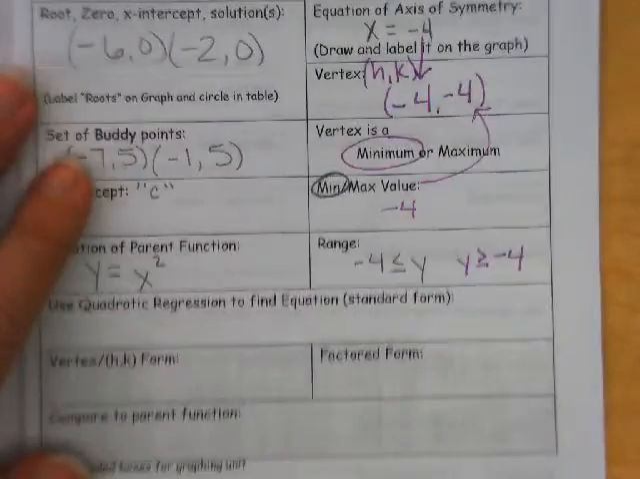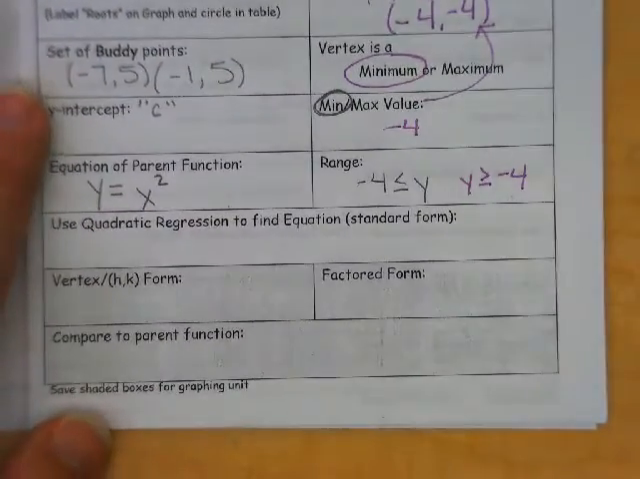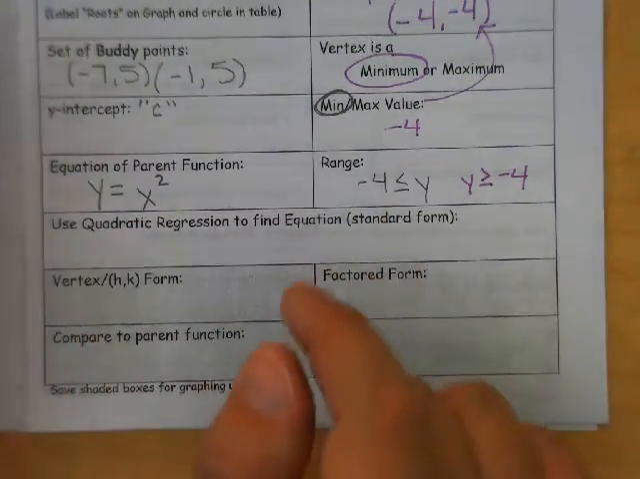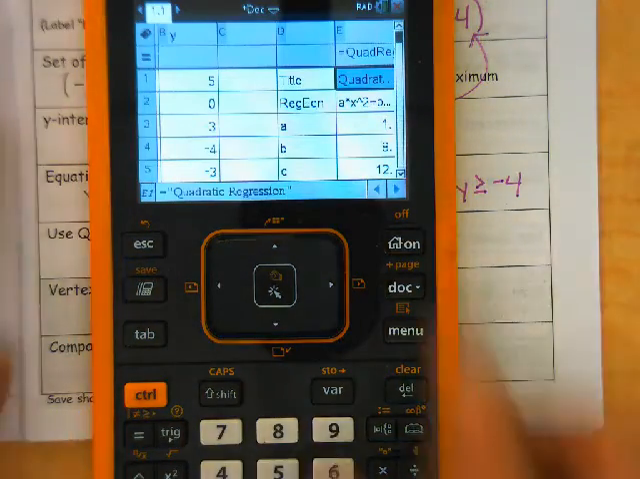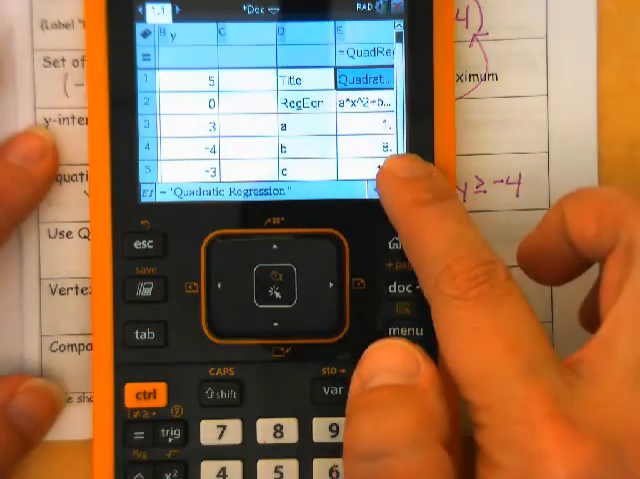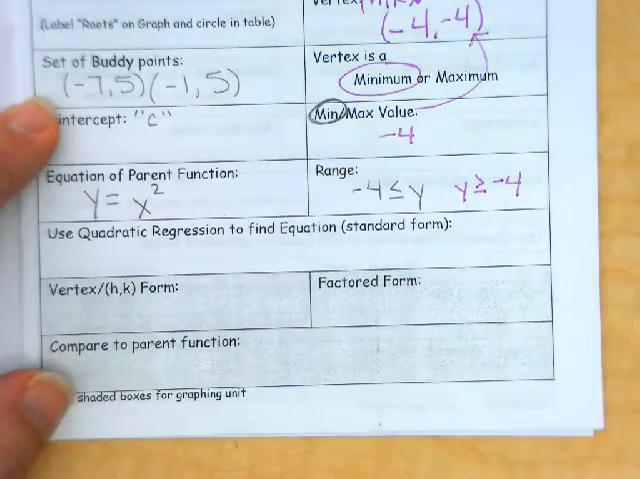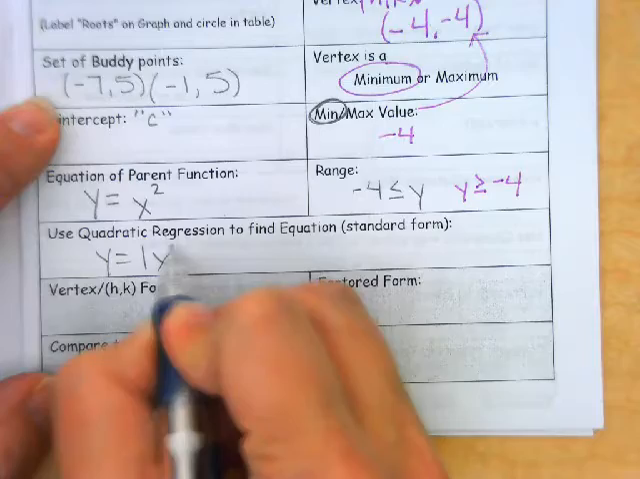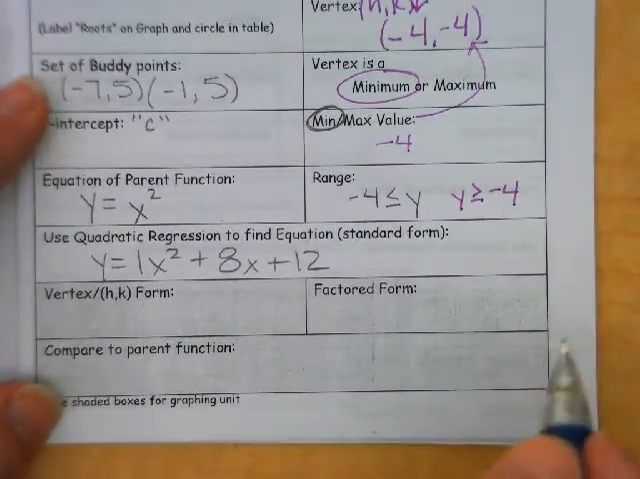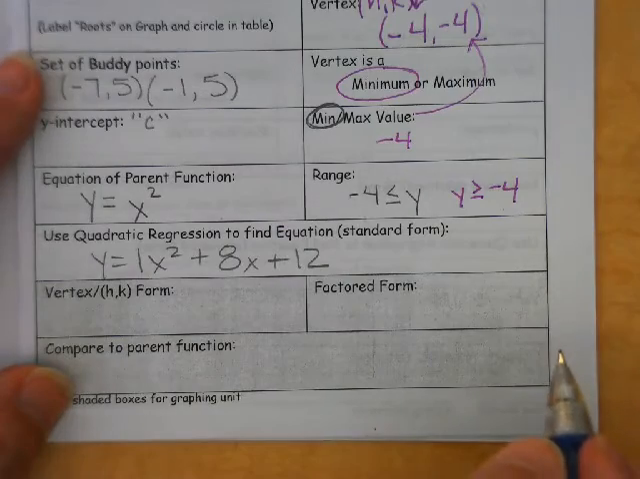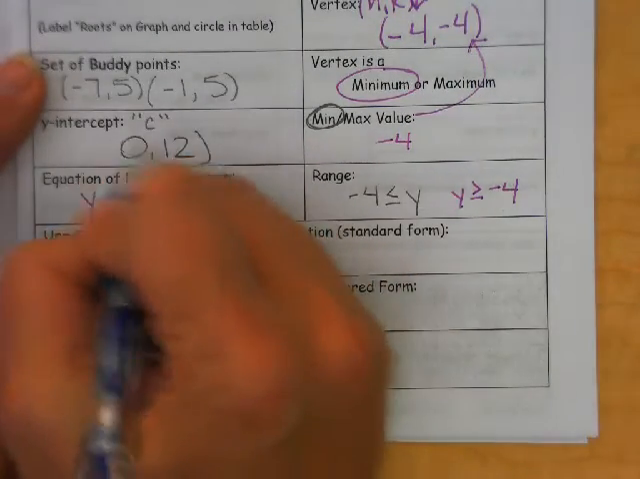Either way. I want you to use your calculator. We have just a few minutes. Use your calculator. Put your table in there. You should have 1x squared plus 8x plus 12 when you use your calculator. So y equals 1x squared plus 8x plus 12. So what else can we fill in that we have this now? What's the y-intercept? 0, 12. It is a coordinate.